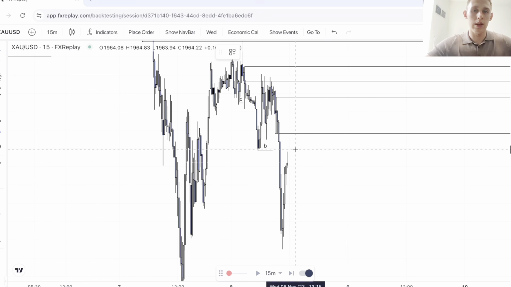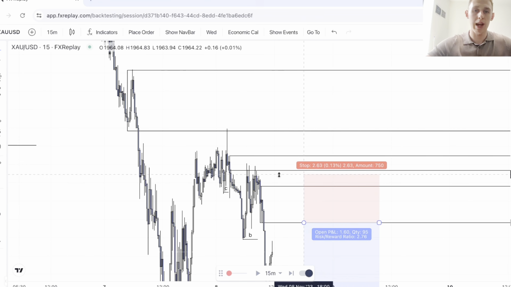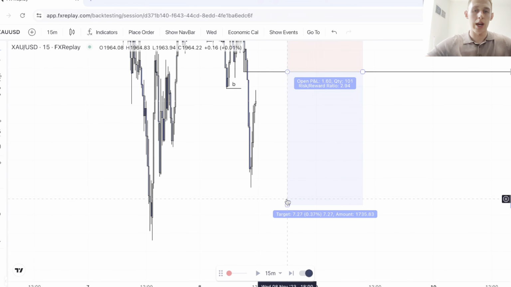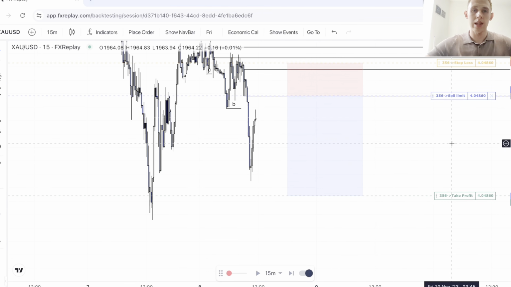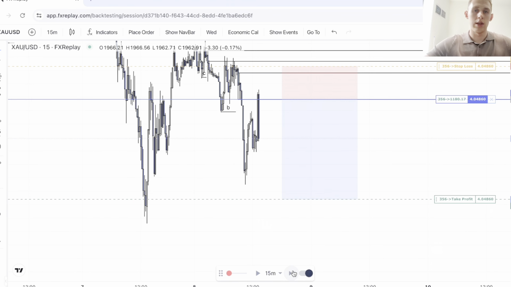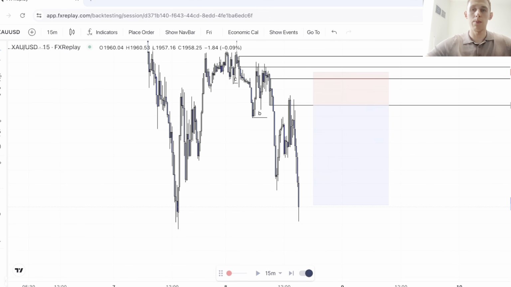So this is another sort of entry model I have, and I would just set a limit on this supply. Stops just a little bit above in case price wants to sweep it. And again, 1 to 3 target. Like this. That's looking good. Cool, so there we go.